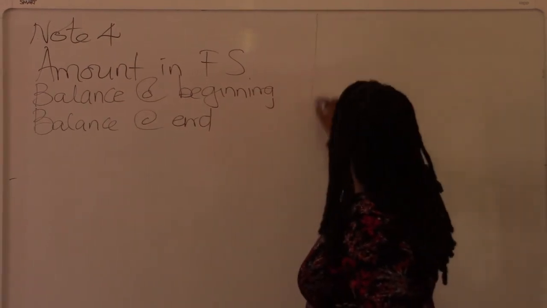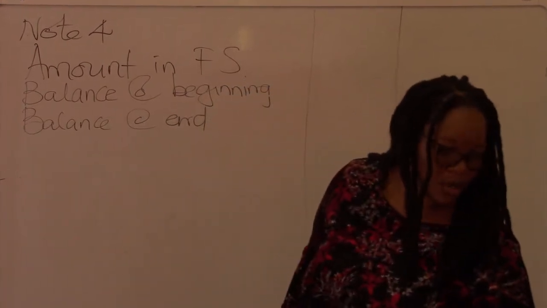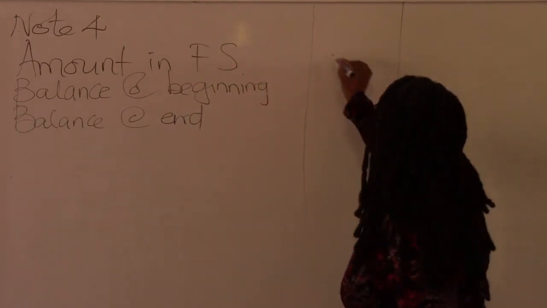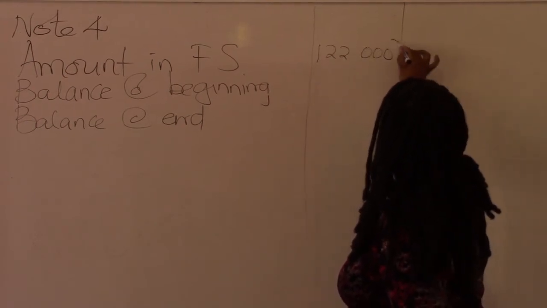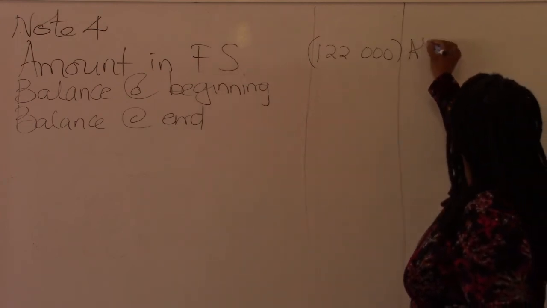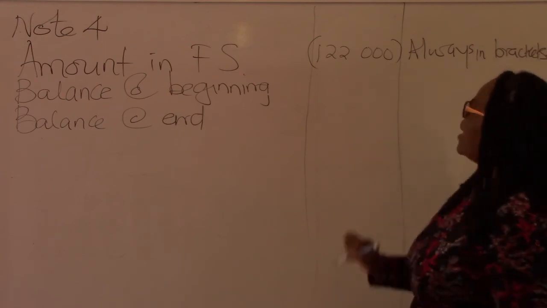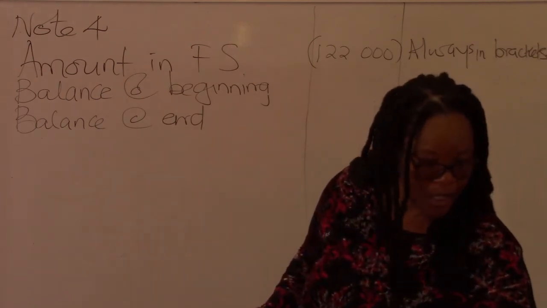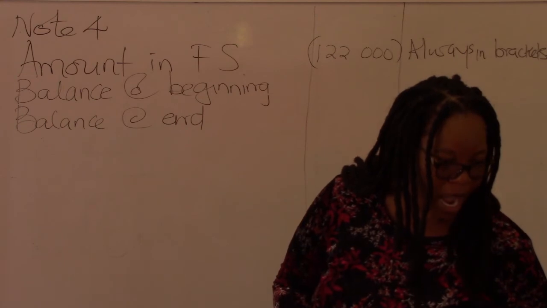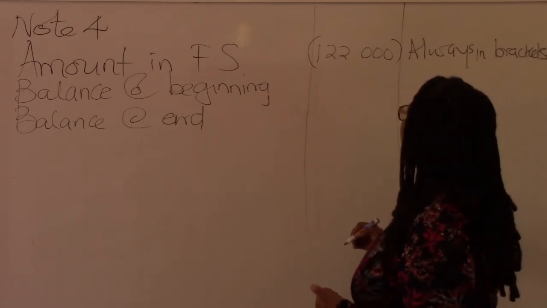All right, amount in the financial statements. How much is it? Okay, let me check it out here. It's 122,000. Remember, it should always be in brackets. And then balance at beginning. What was our balance at beginning? It is 12,400 and it appears under trade and other payables.